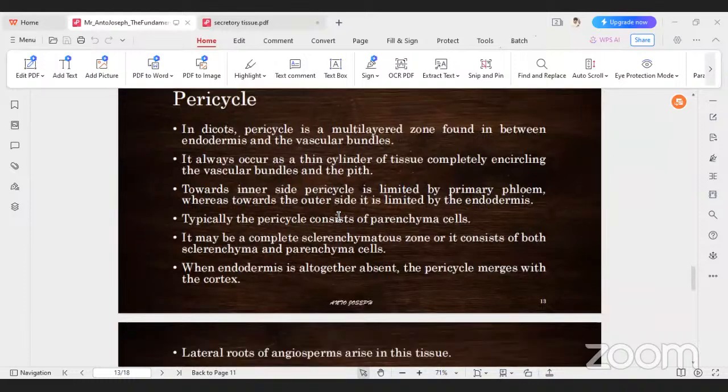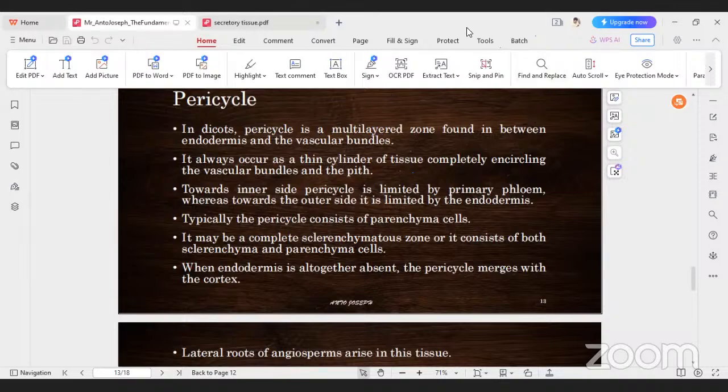And now another ground tissue, pericycle. Where is pericycle? Below the endodermis. Right below the endodermis and the start point of the stele. In the stele, the starting layer is pericycle. In dicots, pericycle is multi-layered between endodermis and vascular bundle. It always occurs as a thin cylinder of tissue completely encircling the vascular bundles.